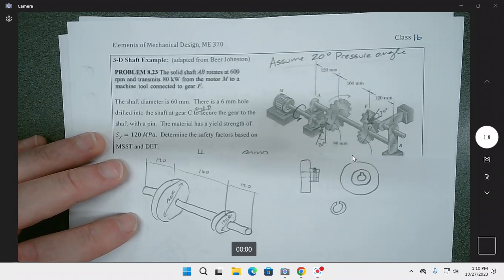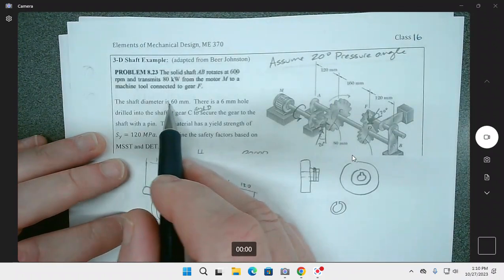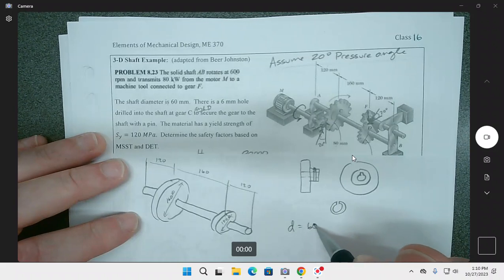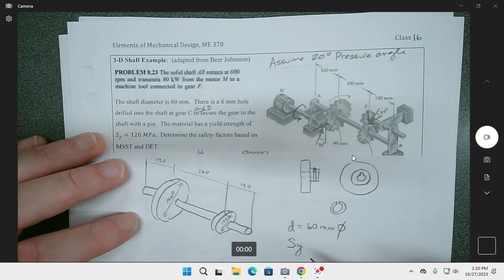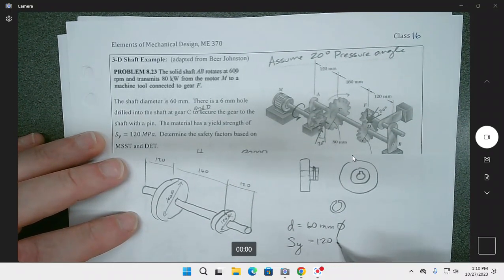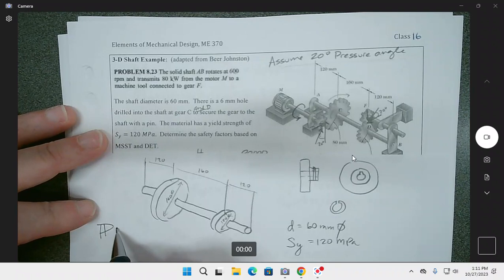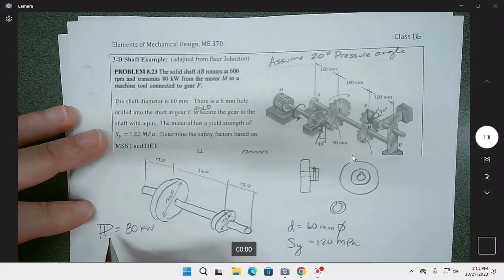Did they tell us to determine the safety factors? Okay, the shaft has a diameter of 60 millimeters, and the yield strength is given as 120 megapascals. And the power, which in our book we use capital H for power, but I always like the paragraph symbol for it because it looks like a P. I think they want to say that it's horsepower. We'll use little n for the RPM, and it's 600 RPM.